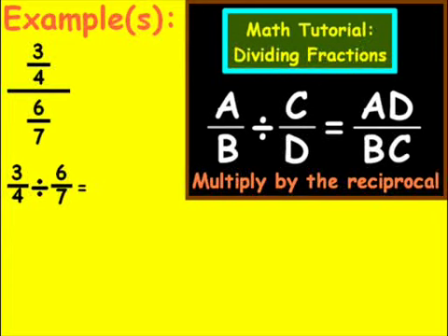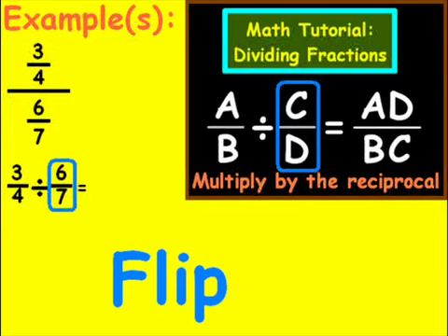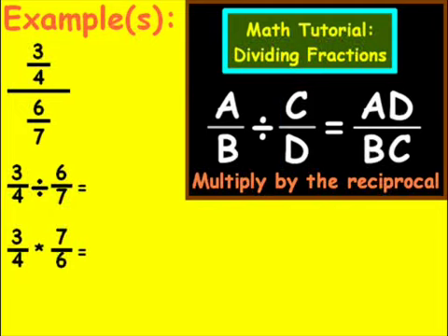Then the first thing we want to do is multiply that 3/4, or A/B in that case, by the reciprocal. And we're going to take the 6 and the 7, or the C/D, and we're going to flip that around. And now we're going to rewrite it here as multiplication. So I have 3/4 times 7/6.